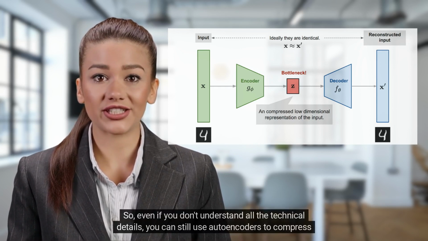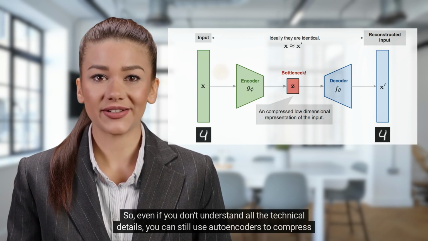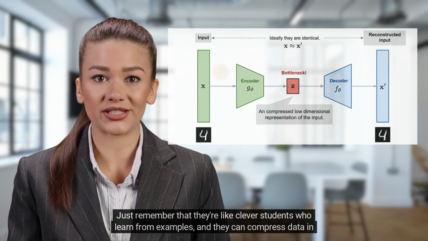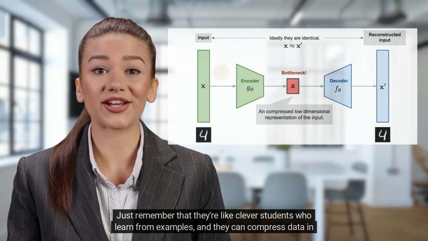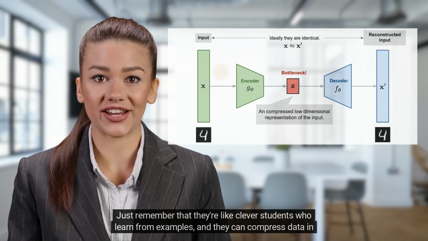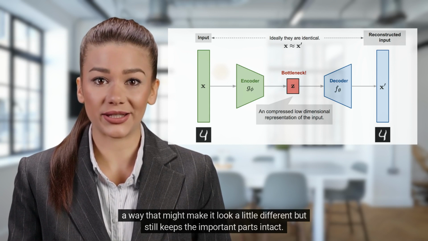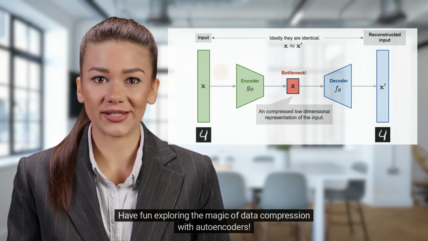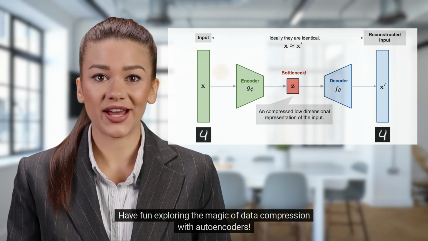So, even if you don't understand all the technical details, you can still use autoencoders to compress your data. Just remember that they're like clever students who learn from examples, and they can compress data in a way that might make it look a little different but still keeps the important parts intact. Have fun exploring the magic of data compression with autoencoders.